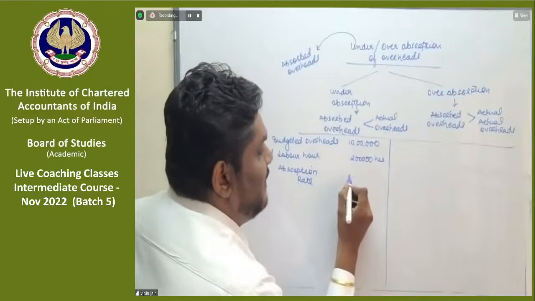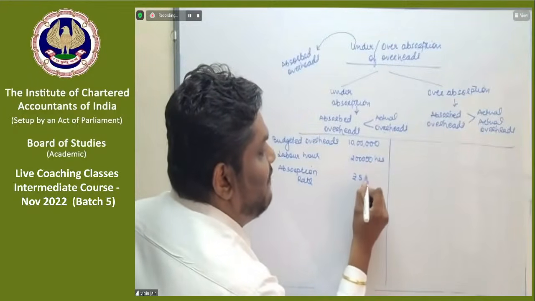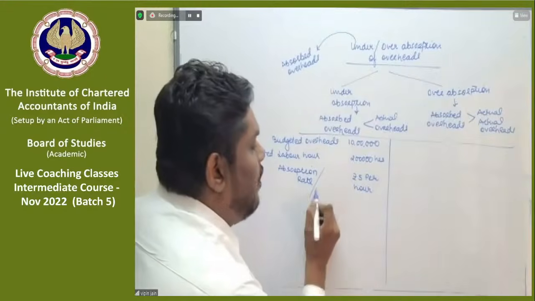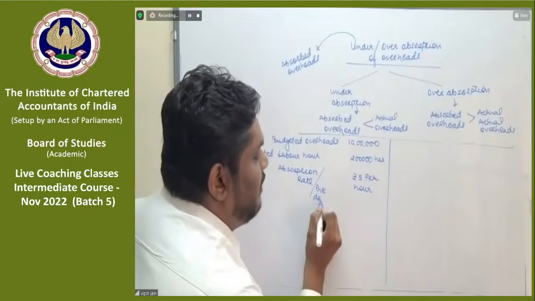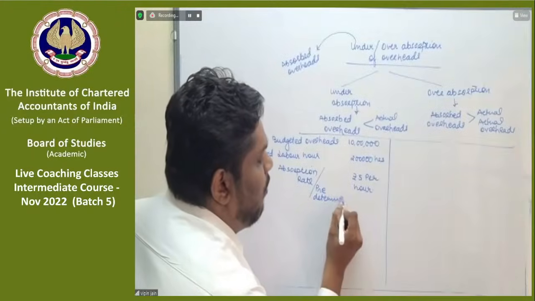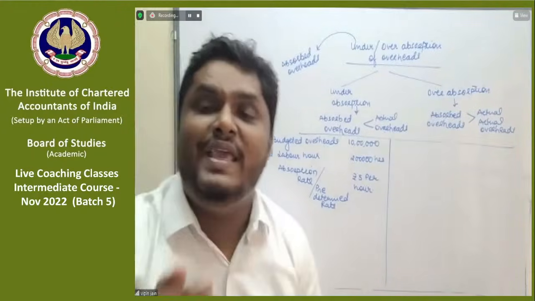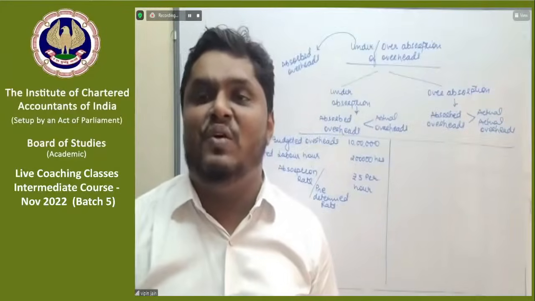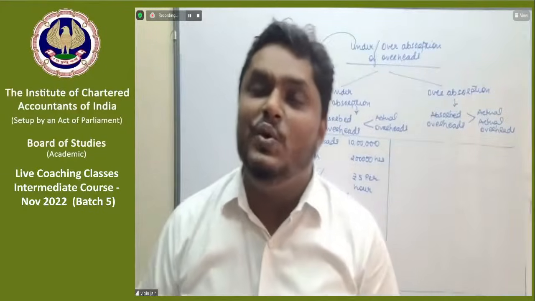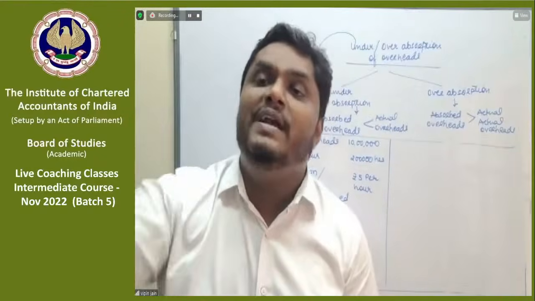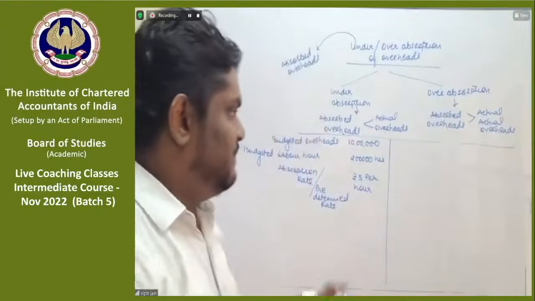10 lakh divided by 2 lakh, rupees 5 per hour. This will be my absorption rate, or we call it the predetermined rate, or we can say the budgeted rate of absorption of overhead. These three names we can use interchangeably: budgeted absorption rate or predetermined rate, whatever it is.